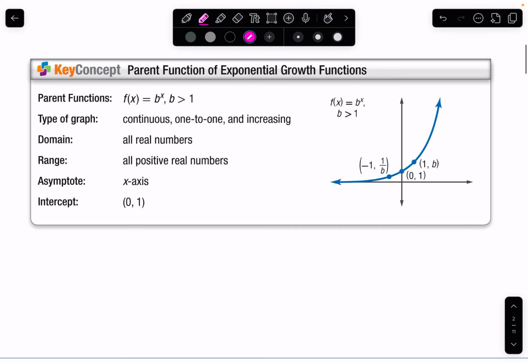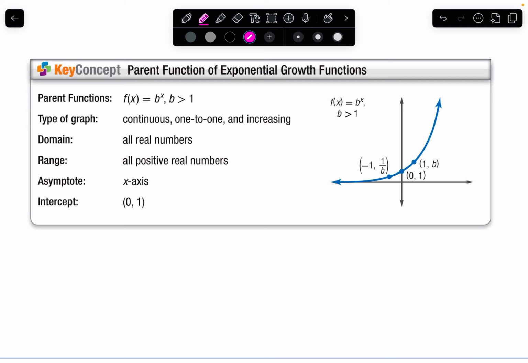So these are what your graphs are going to look like. This is the parent function, y equals b to the power of x. It's a type of graph that is going to specifically cross through (0, 1) and then continue to increase. We've looked at different types of graphing before, and how h and k and different values affect your graph. There's a similar process for this as well.